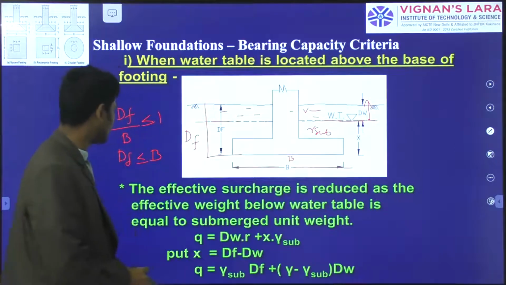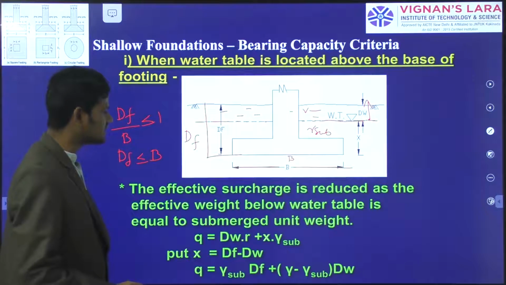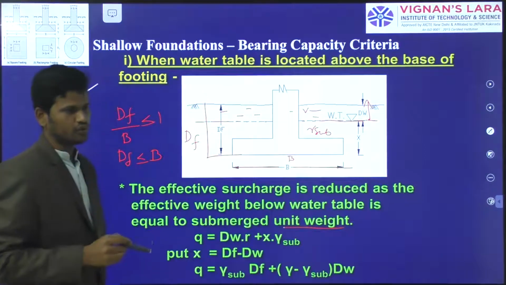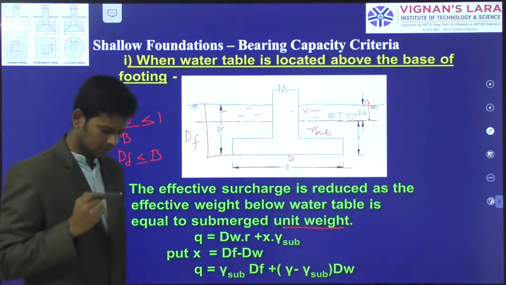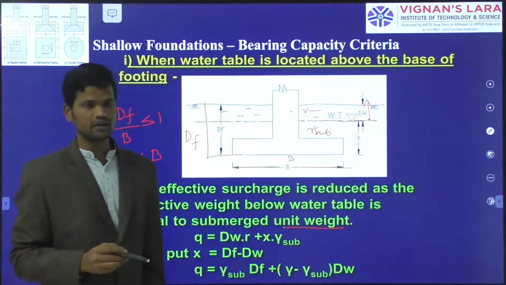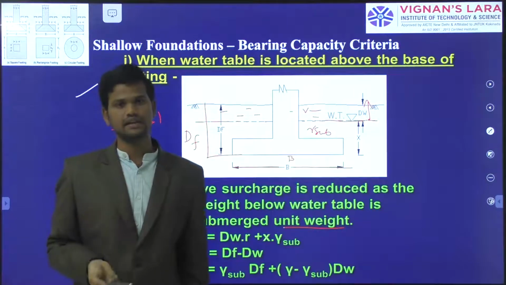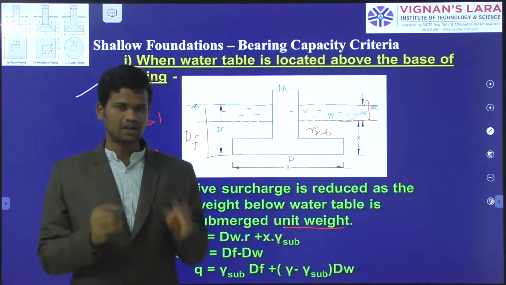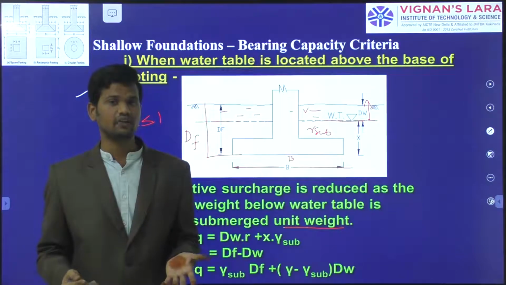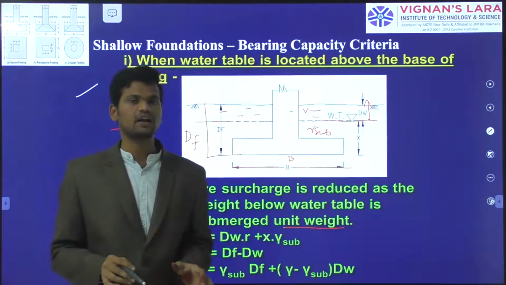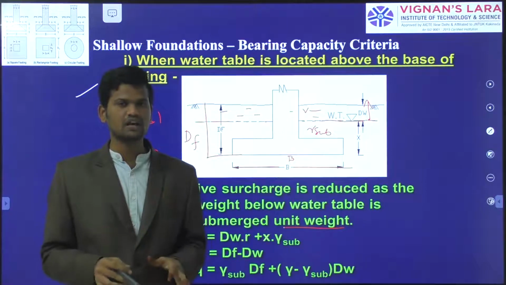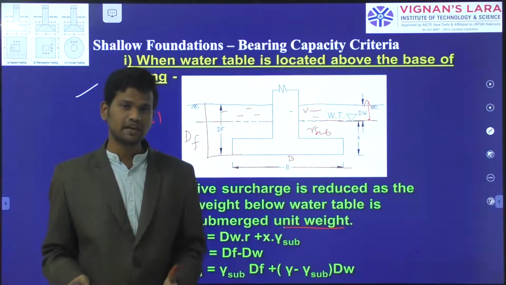Okay, and again, the effect of surcharge is reduced as the effective weight below the water table is equal to the submerged unit weight. Due to the presence of water, we already know the bulk unit weight, dry unit weight, saturated unit weight and submerged unit weight. If the soil has some water content, the bulk density will be different. If the soil has no water content, the bulk density will be different, and if the soil is submerged in water, the density will be different.